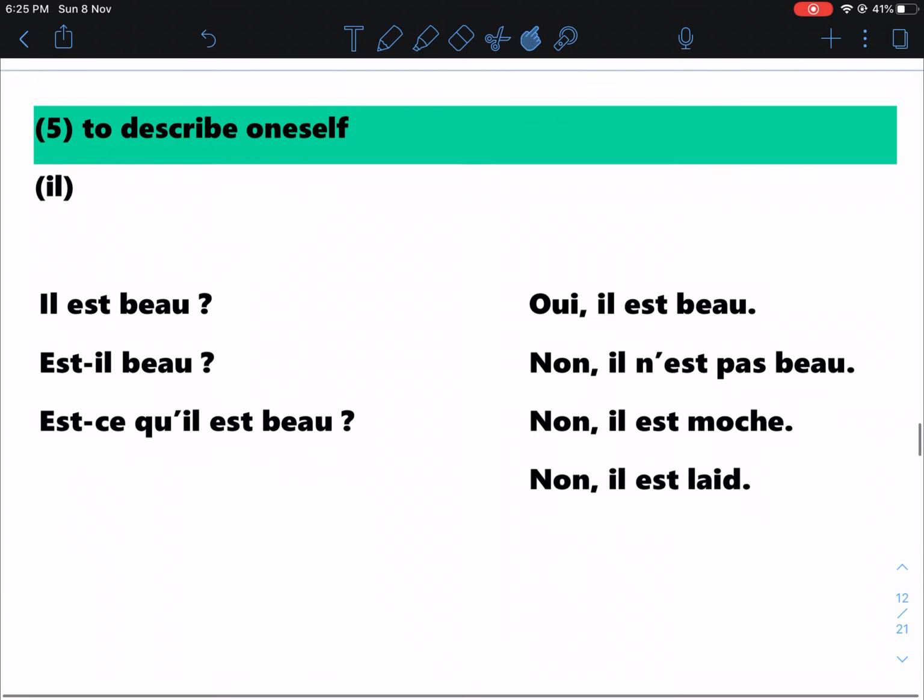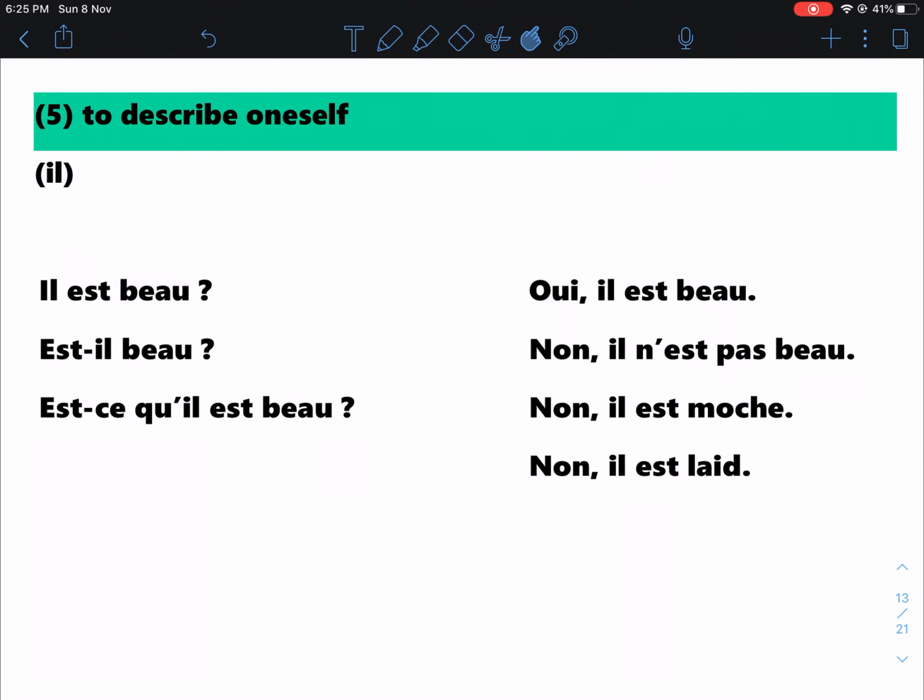Okay, now this is to describe oneself physically. Let's look at this. You have here beau. You have a few adjectives here: beau, moche, and laid. Beau here means handsome. Moche here means ugly, and laid here means ugly. Handsome, ugly, and ugly. Well, it's not right to call people ugly, but we have this adjective, so might as well use it.